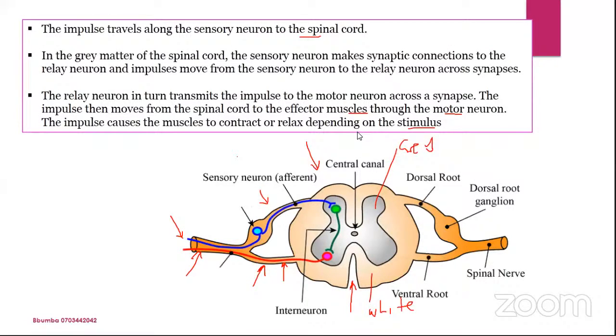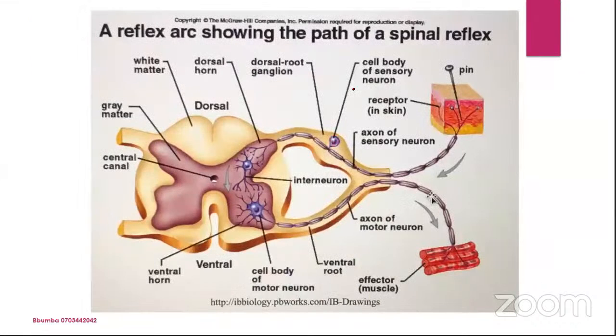So those are the parts which you need to know. Okay, dorsal root ganglion, nerve, it's the dorsal root, gray matter, white matter, central canal, yeah, and then sensory, or if you don't want to call it sensory neuron, you can call it afferent. Then also the motor or efferent neuron, and this is the same thing that we are looking at here.